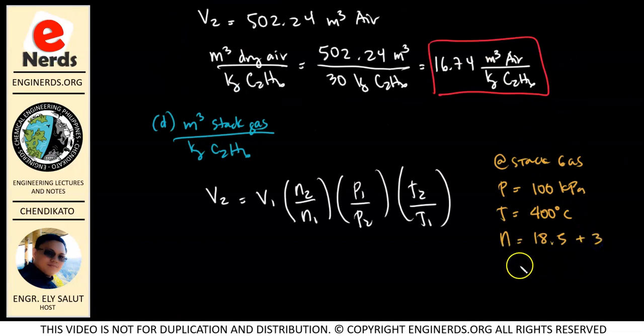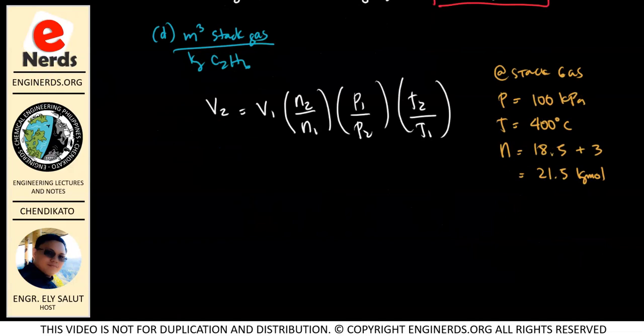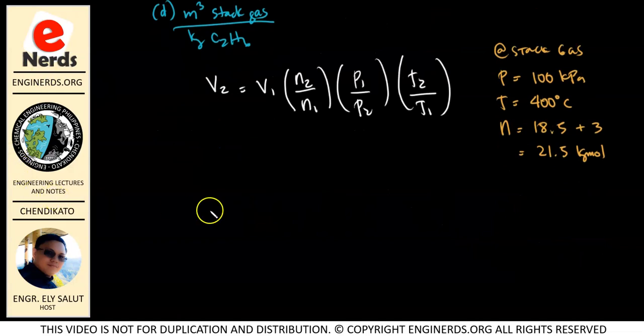So that means our N is equal to 21.5. So 21.5 kilogram mole in our stock gas. Okay, so alam na natin yan. We just need to substitute those values here. So we have our V2, yan ang hinahanap natin, times V1.